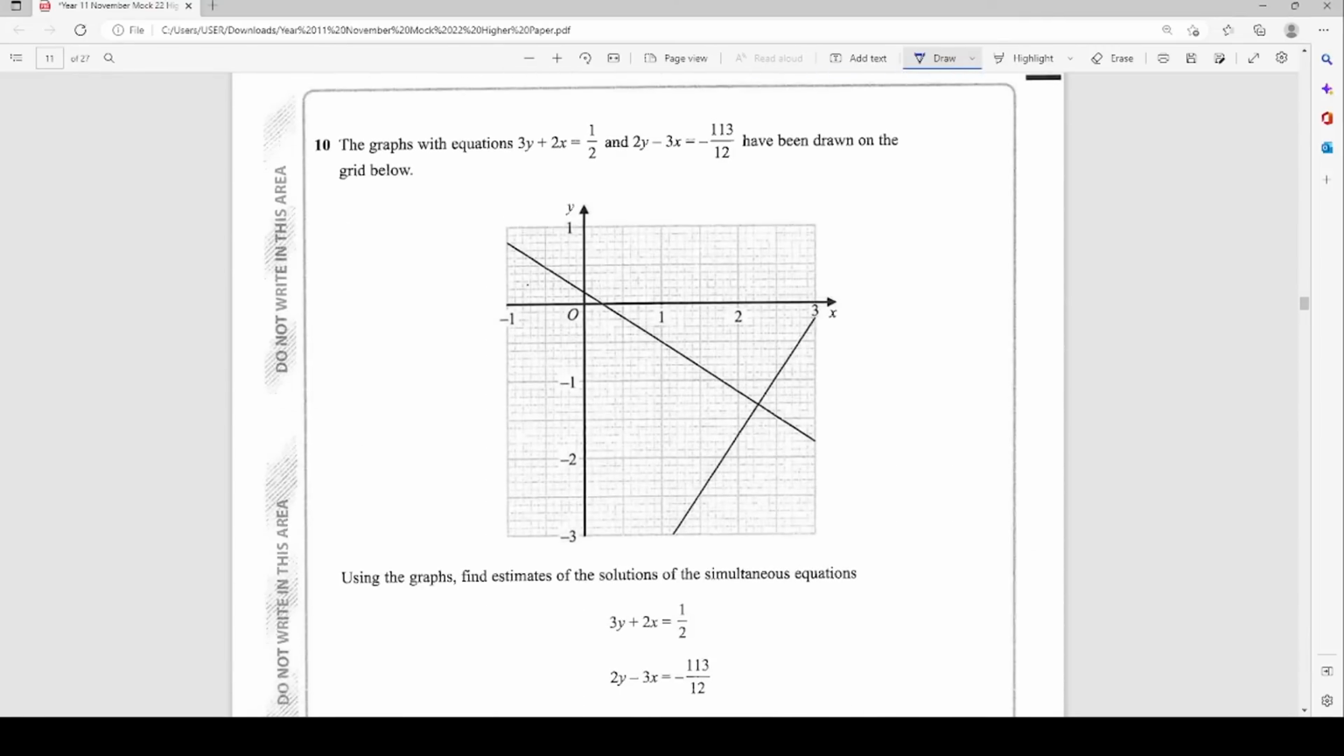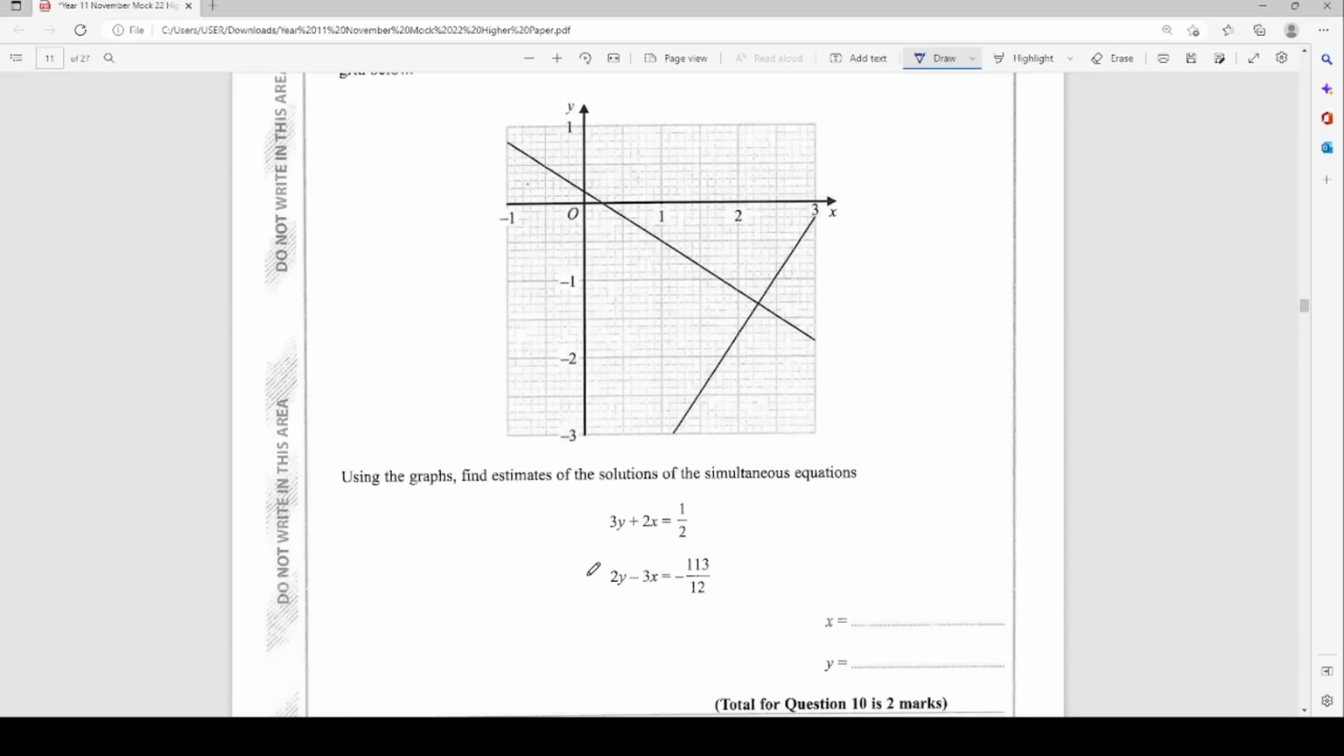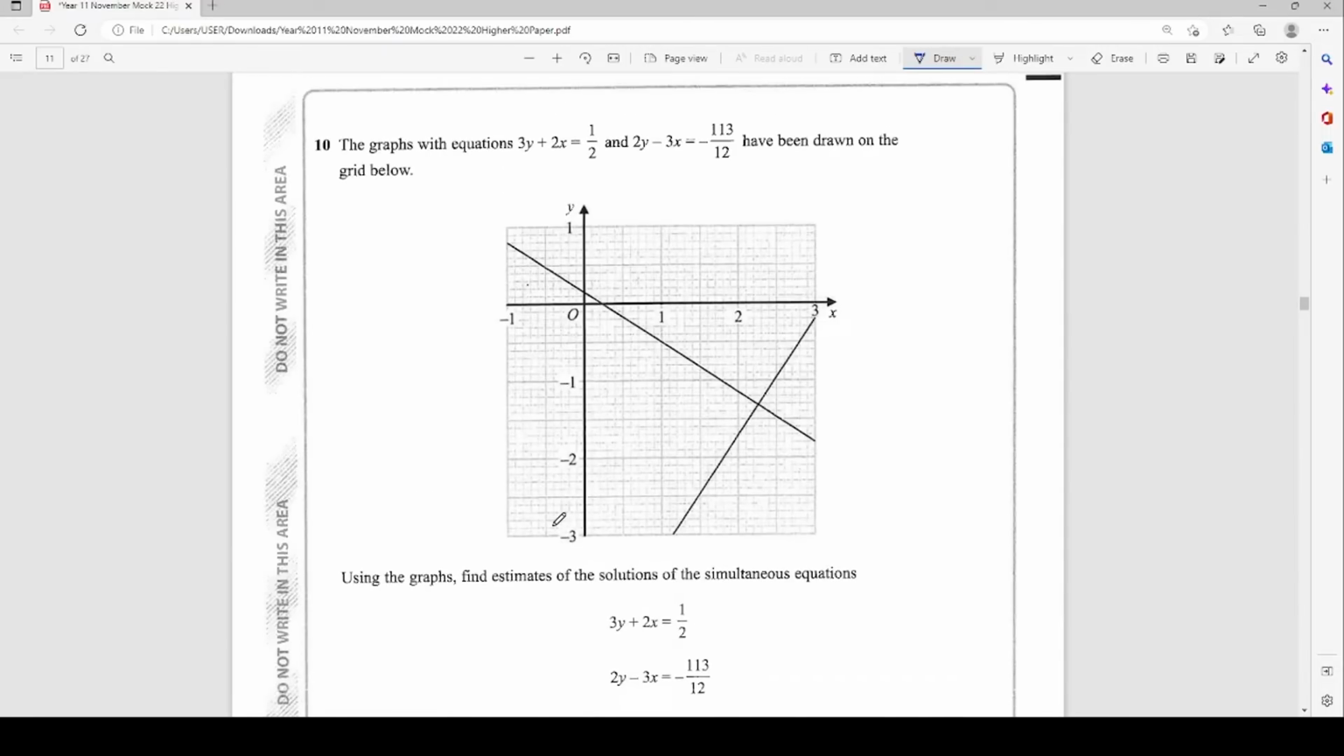All right, question number 10, guys. Question number 10 is a wonderful question that we have got right in front of us, and we have to find the estimate of the solution of the simultaneous equations. You have to see where they are intersecting. Basically, solving simultaneous equations means finding the point of their intersection. So if I look here, 2.1, 2.2, somewhere between 2.2 and 2.3.